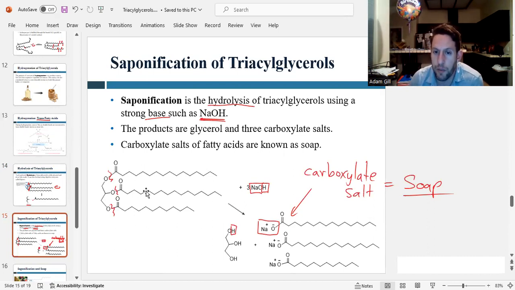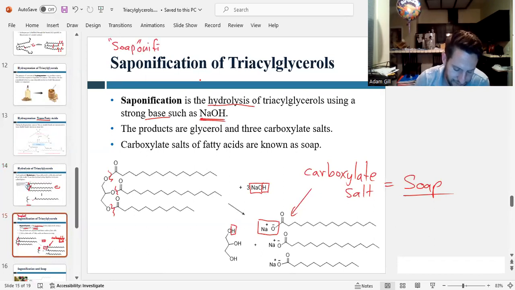And this is how we have traditionally made soap for thousands of years. We take oils, triacylglycerols, we mix it with sodium hydroxide, and we do this base catalyzed hydrolysis, also known as saponification, or as I like to remember it, soaponification. That helps you remember it, right? It's the process of making soap.